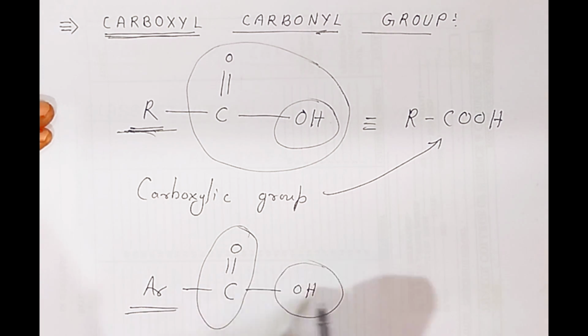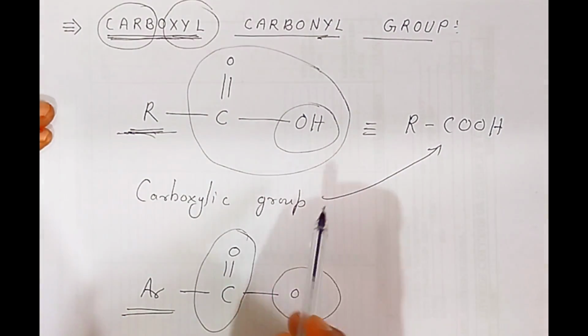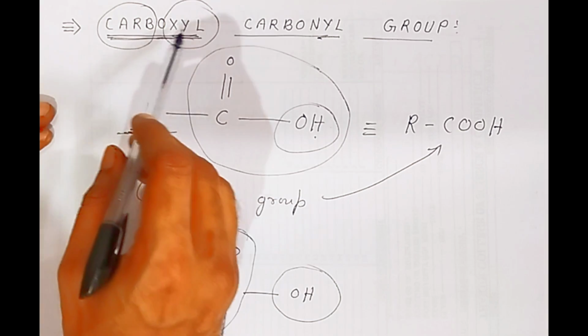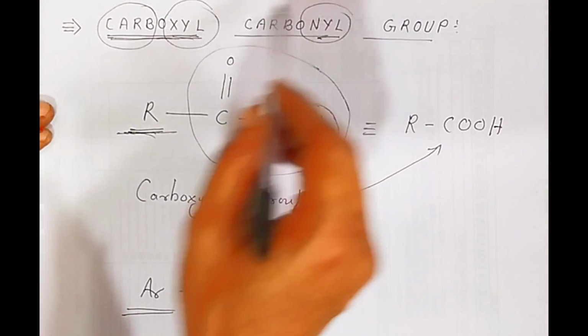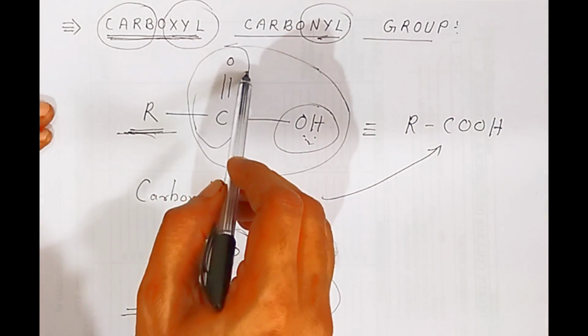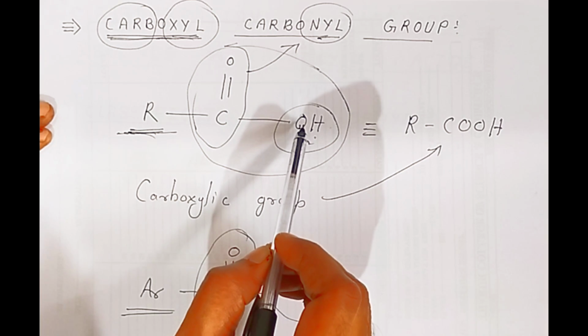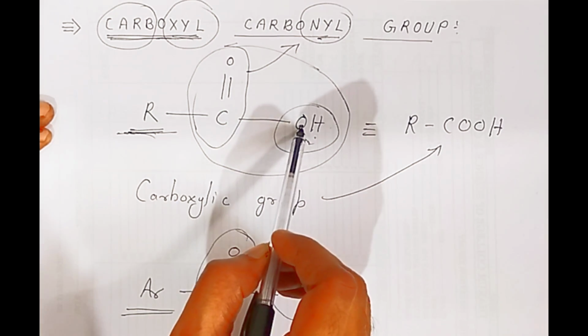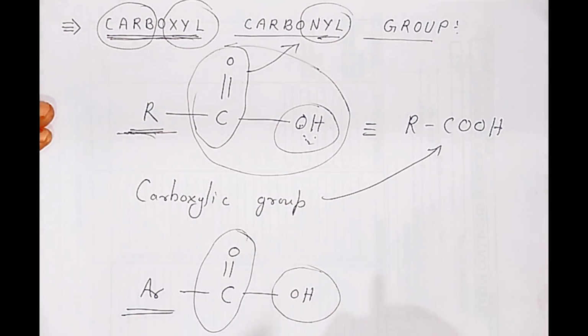This is also called what? Carboxyl. Carbon and oxygen with hydroxyl we call carboxylic. Understanding? Because of this, the carbonyl is replaced by carboxyl. Only carbon and oxygen we call carbonyl, but if one of the valencies of the carbonyl is substituted by a hydroxyl group, we call it carboxyl. We call it the carboxyl group. This is very important, students.